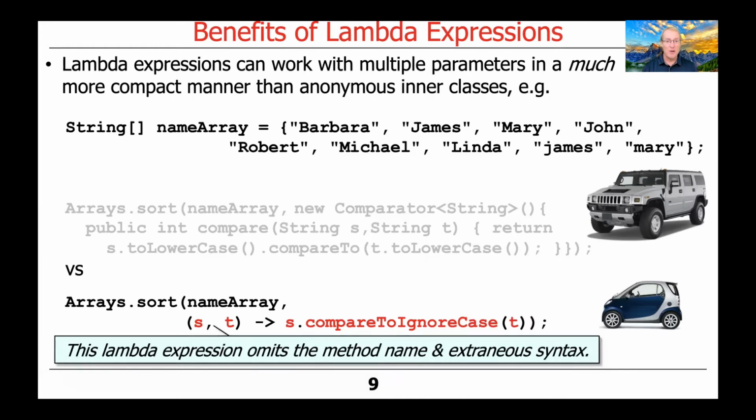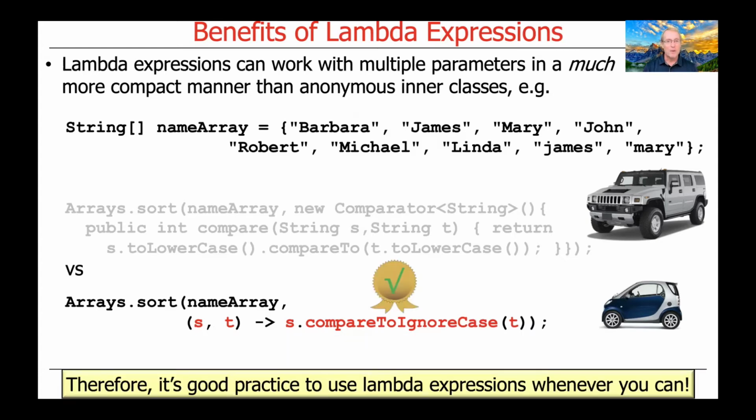Another thing to note here, I mentioned earlier that Lambdas are unnamed blocks of code. Well, that's exactly what we see here. This Lambda expression omits the name of the method. It's just the computation to perform and all the other extraneous syntax that was provided by the very verbose anonymous inner class. So it's really stripped down.